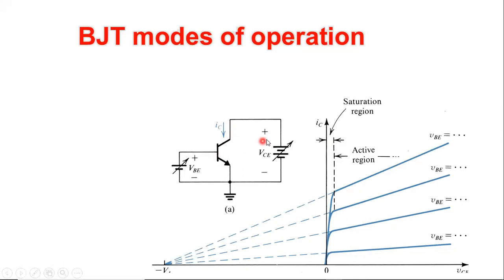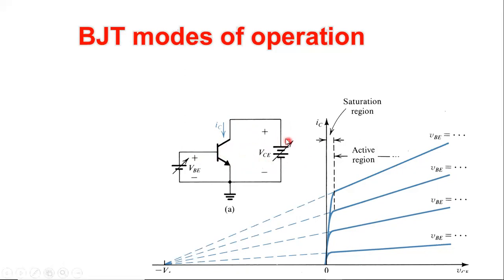Okay, let's now decrease this voltage to 1 volt, for example. So this is 0, this is 0.7, and this is 1. Again, the voltage on the collector is still greater than the voltage on the base, and the transistor is working in the active mode. But what if you decrease this voltage to, for example, 0.2 volt?